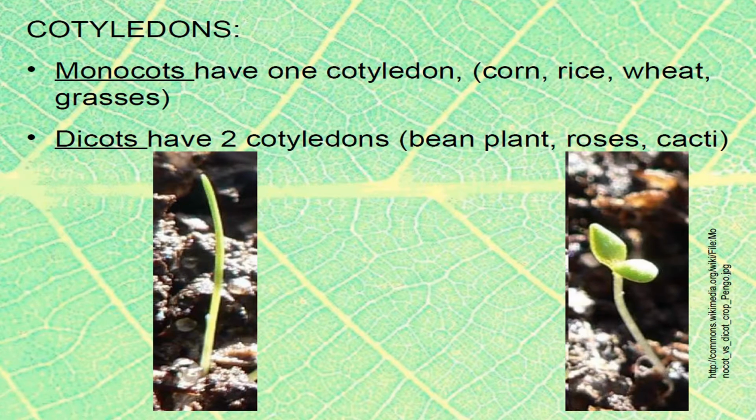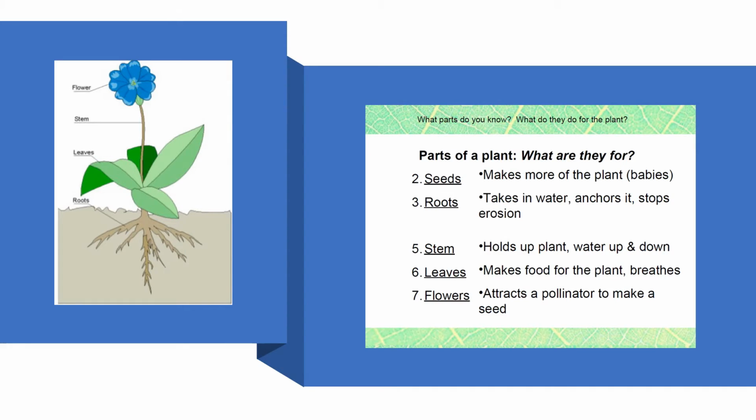So monocots are the seeds that only have one cotyledon in their seed, and they generally have one leaf when the seed germinates. Dicots are the seeds that have two cotyledons in their seeds. For example, beans, roses, and cacti, and they generally have two leaves when the seeds germinate, as you can see in the picture on the right hand side. So that's it as far as the classification of plants is concerned.